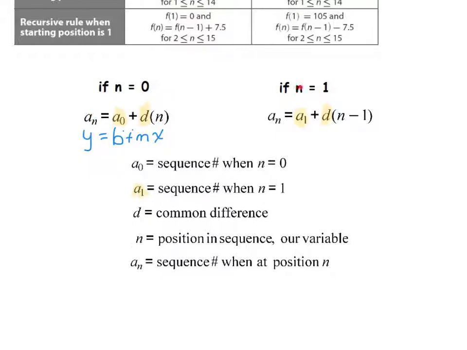So notice that when we go up 1, we change n equals 1. So we change the starting one to when n equals 1. We have to change our n just slightly, and we have to rewrite that as n minus 1. So these are two equations that you need to memorize and become familiar with.